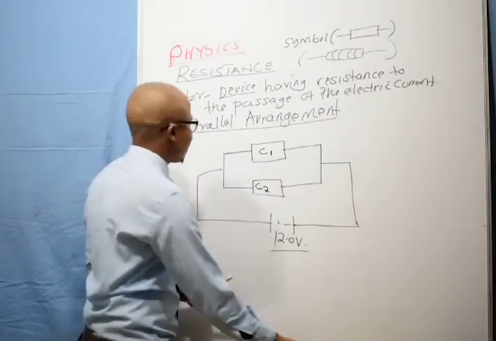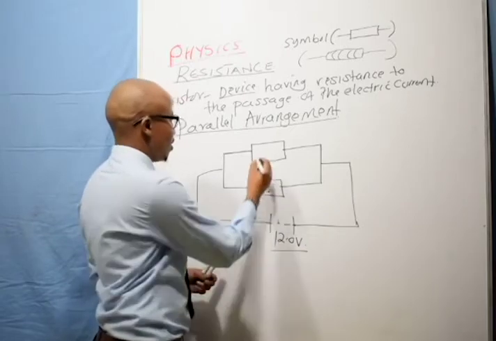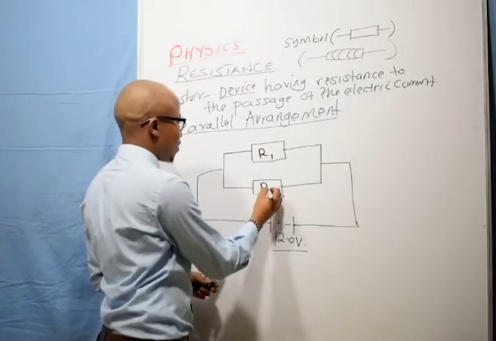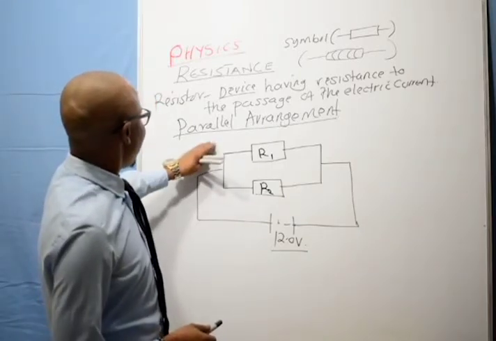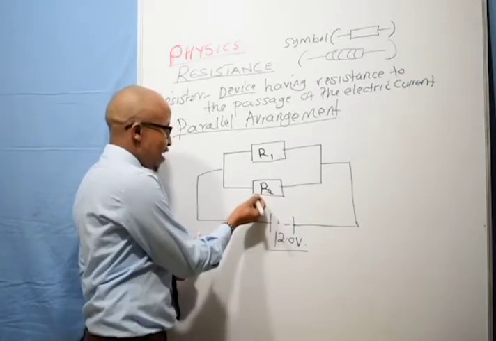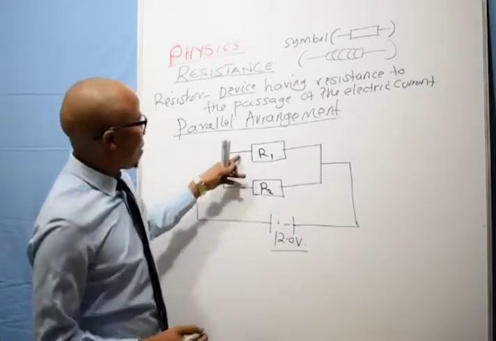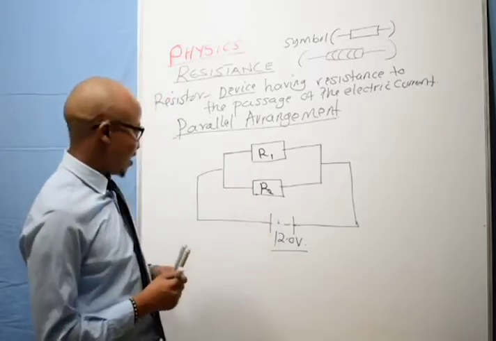No, just a minute, it's not a capacitor, it is a resistor. Sorry for that. So this is resistor 1, this is resistor 2. Knowing that these are resistors, they are connected in a parallel arrangement.